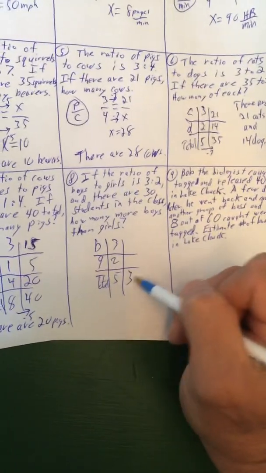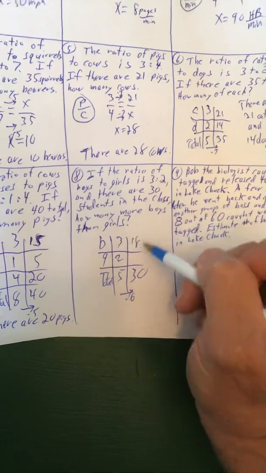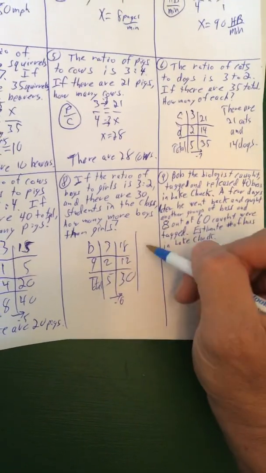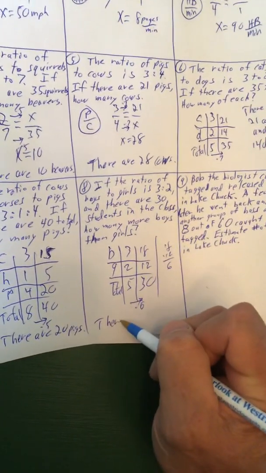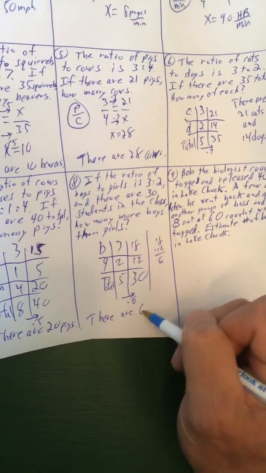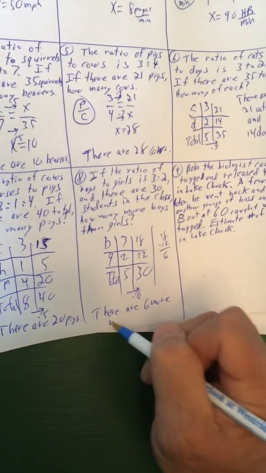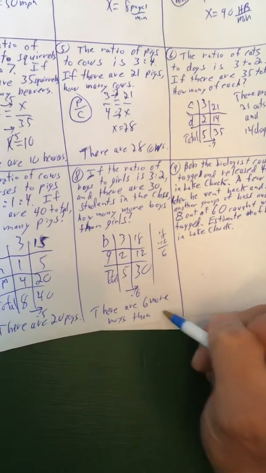So if there's 30 students, that's just going to be times 6, times 6, times 6, so that's 18 and 12. So how many more boys than girls? Well, 18 minus 12 is 6. There are 6 more boys than girls.